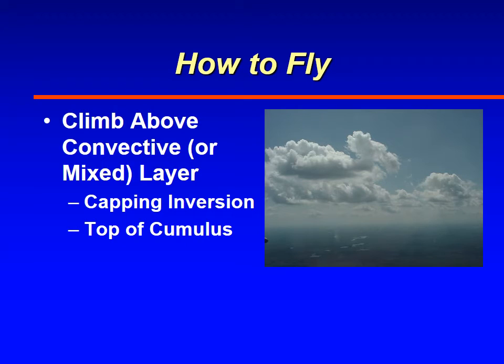Also, if you climb above the cumulus clouds, you get a smooth ride. In the cumulus clouds and below the cumulus clouds, you'll get a rougher ride. That will be your layer of convective turbulence, what we call the mixed layer. Remember that on top of the layer of convective turbulence, you usually find an inversion, and that capping inversion prevents the cumulus and the thermals from rising any higher. So the capping inversion usually is at the top of cumulus clouds.